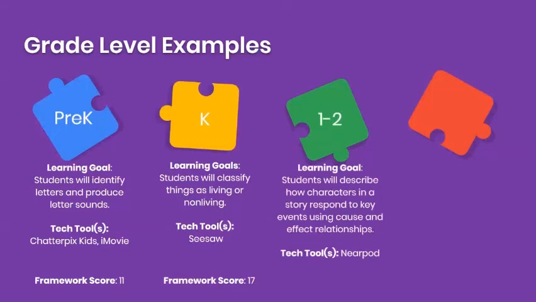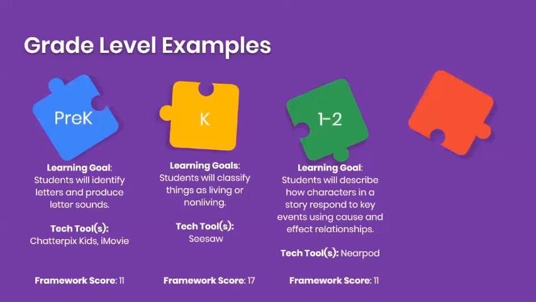Our 1st through 2nd grade level example is our learning goal. Students will describe how characters in a story respond to key events using cause and effect relationships. So our technology tool for this lesson is Newport. And the framework score is an 11.